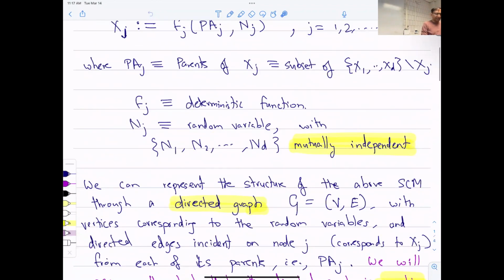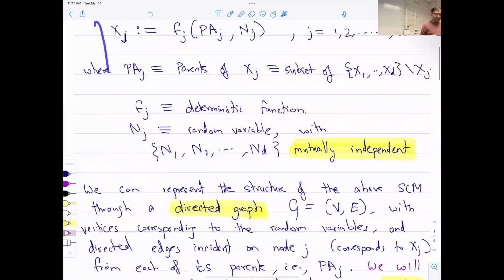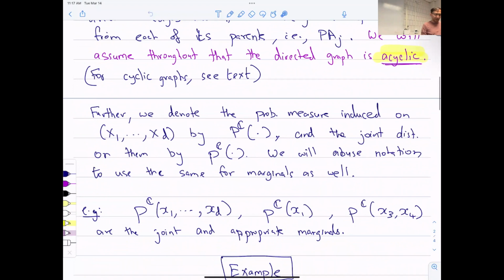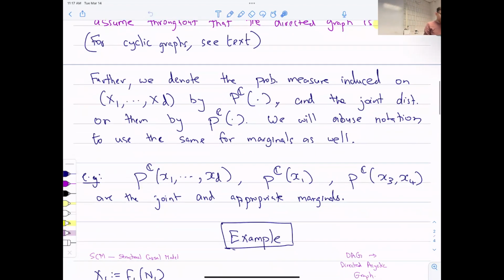Furthermore, these equations induce a joint distribution on x1 through xd because of the independent random variables n1 through nd. From that, you can find a joint distribution. We'll denote the probability measure induced on x1 through xd by capital PC and the actual joint distribution by little pc. Either discrete or continuous, I'll abuse notation and call all of them little p.